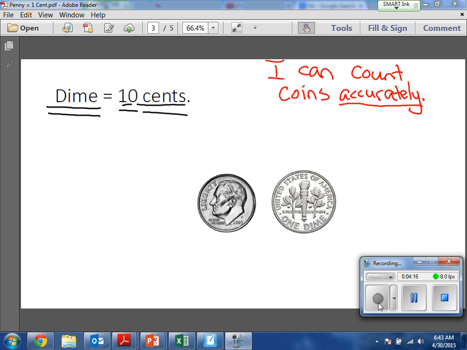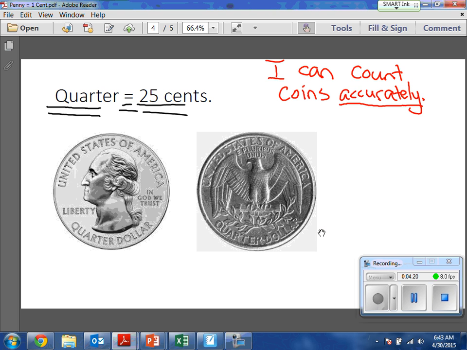Our last coin that we're going to talk about today is the quarter. Everyone knows the quarter. The quarter is worth 25 cents. On the picture of our quarter is George Washington. Now, earlier I said that the nickel is a coin that's easy to get confused with another coin. That would be with the quarter.